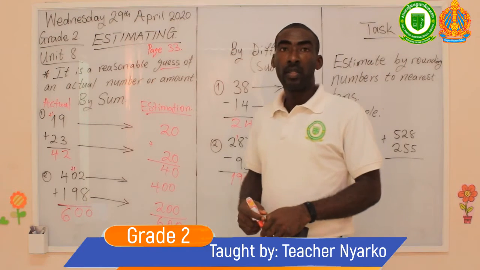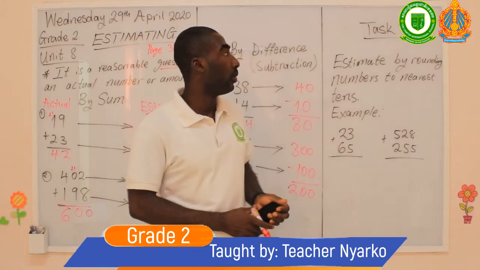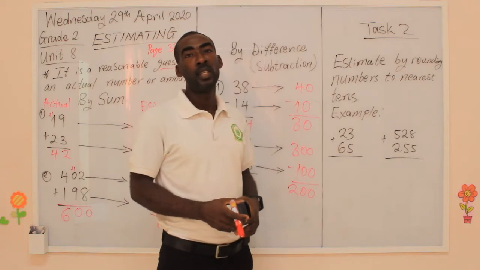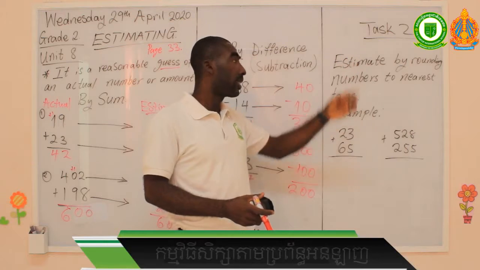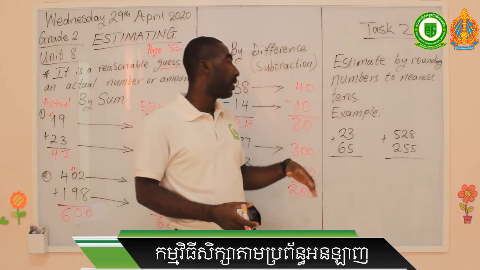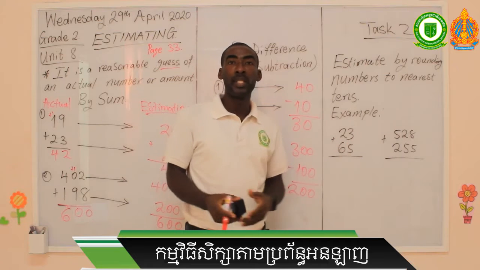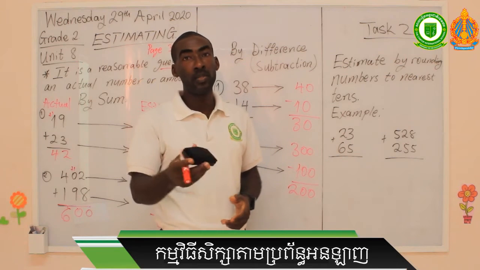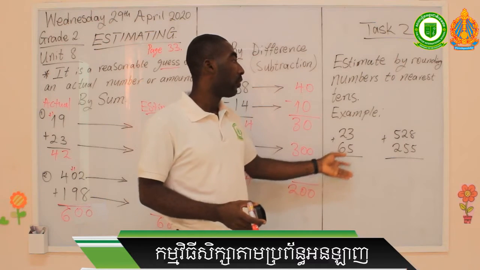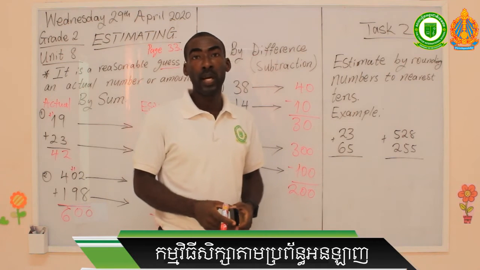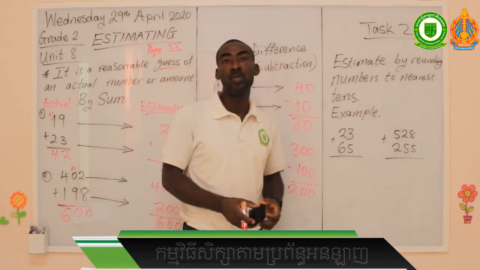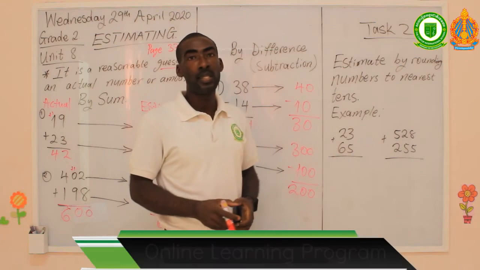In this session, we're going to do our second activity, which is task 2. We're going to estimate a group of numbers, which I'll send to you in the group. But I have 2 examples here to show you how you can successfully find answers to those questions in task 2.